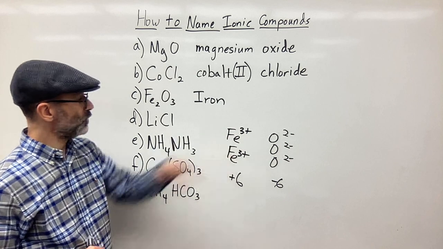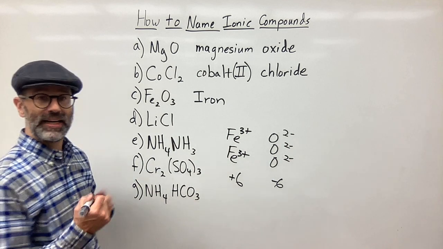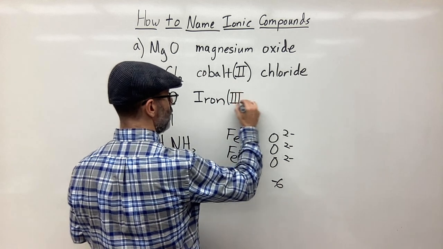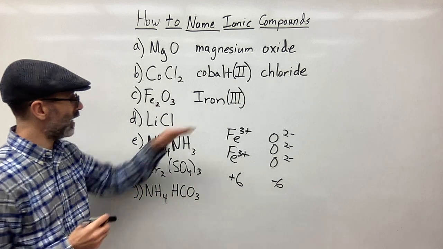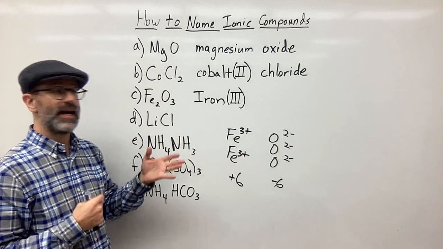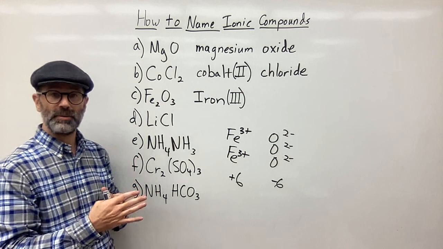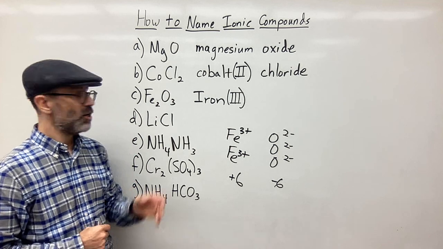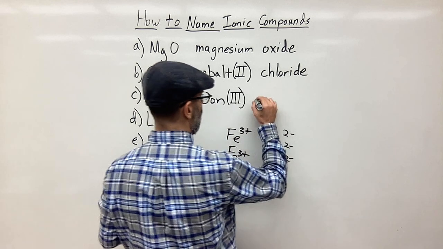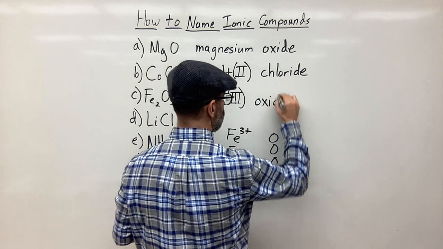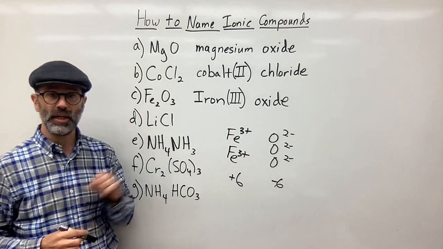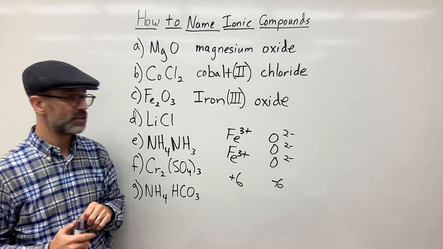So now I know the charge on my irons, so I can write the Roman numeral. So it's going to be 3. So this is the iron 3 ion. And then oxygen is the second ion. Again, it's a negative ion, so I'm going to drop the ending and add IDE. So oxygen becomes oxide. And so I add that. And that's the name of Fe2O3. This is also known as rust.